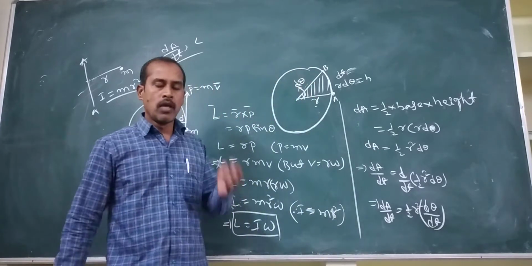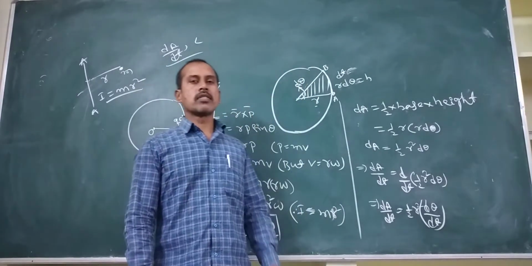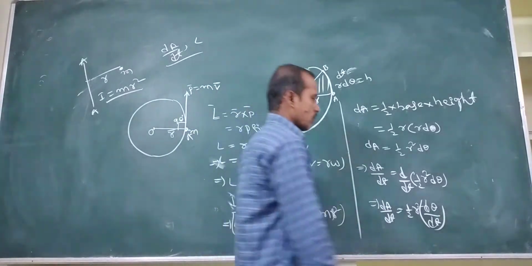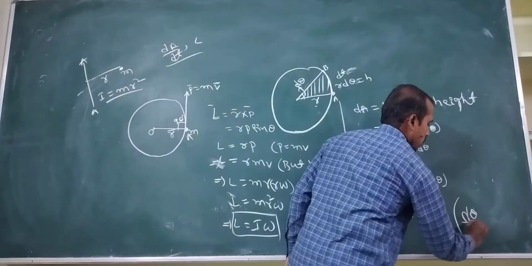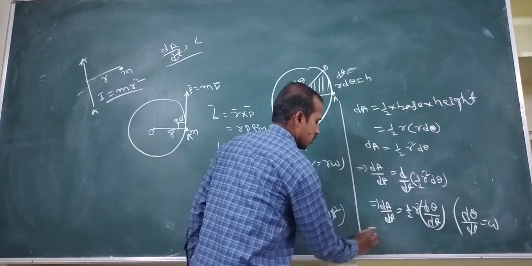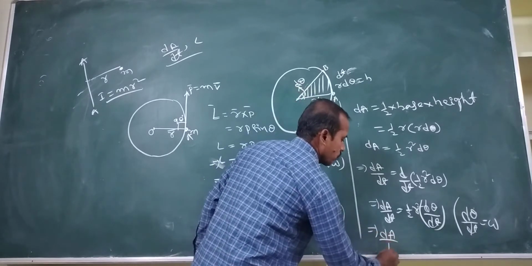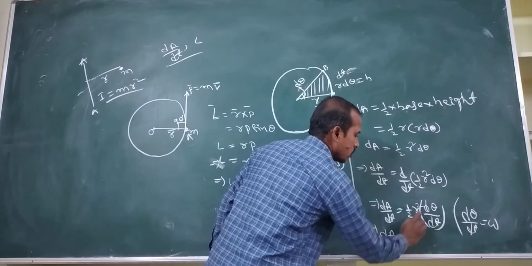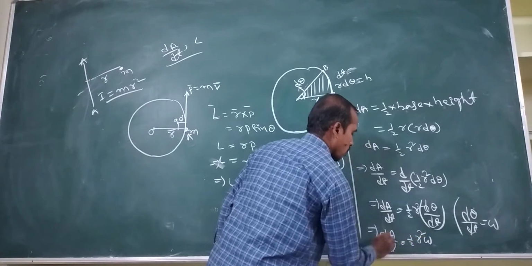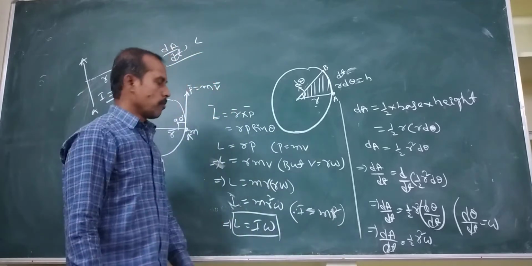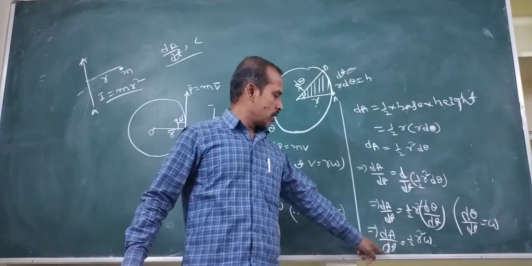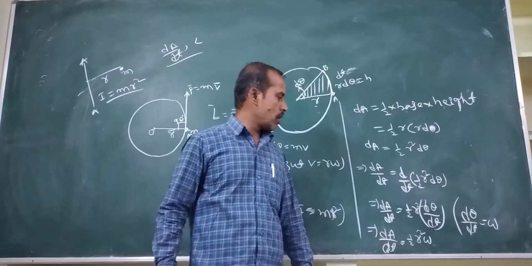According to angular velocity, the rate of change of angular displacement, dθ/dt, is equal to omega. So dA/dt is equal to 1/2 r² omega. Now this equation, the area velocity, is proportional to r² omega.